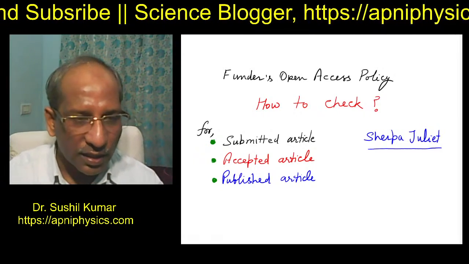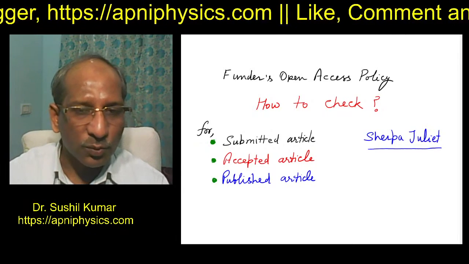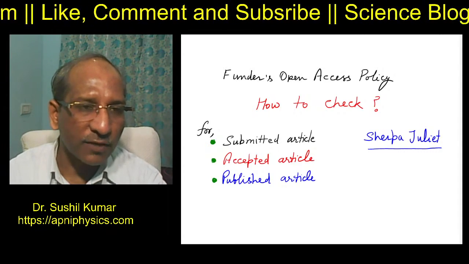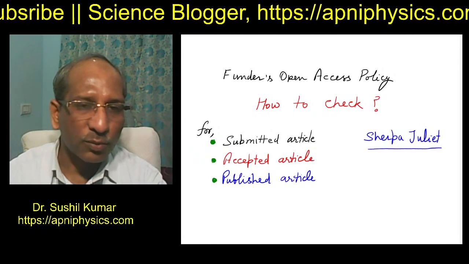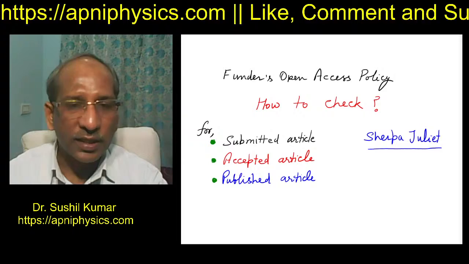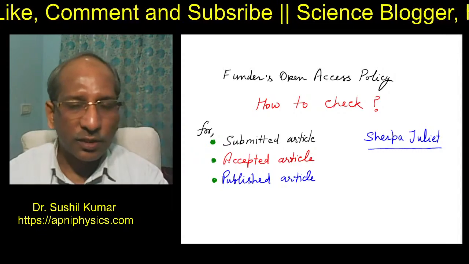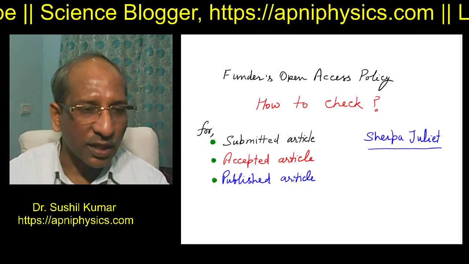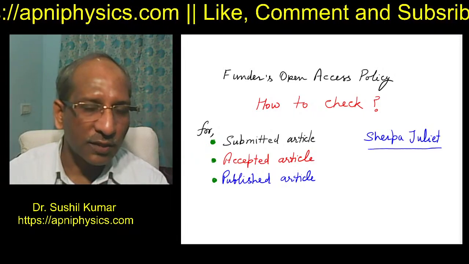So here again I am repeating what the purpose of this video is. The purpose of this video is how to check the open access policy of any funder, and where you can find it. You can find it on the Sherpa Juliet website. You just type Sherpa Juliet and you will get all the information about it. In this demonstration I have selected only one example, ANR, and in the same way you can find out for the other funders.